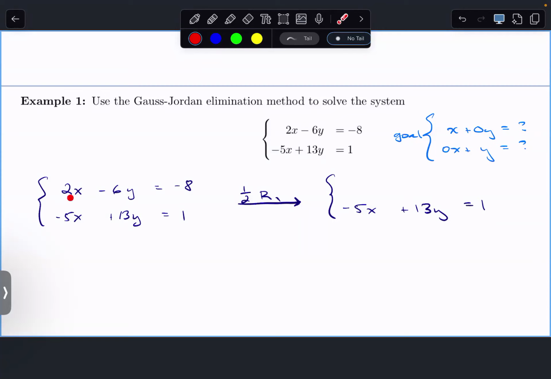So now, in this move, I'm saying I'm going to take 1/2 times R1. So multiply all of R1 by 1/2. A lot of this is just kind of basic algebra. And so you can do it in your head. You don't have to show the actual work that you did. And so 2 divided by 2 makes 1x, or just x if you prefer. -6 divided by 2 is -3y. Don't forget the other side. -8 divided by 2 is -4.